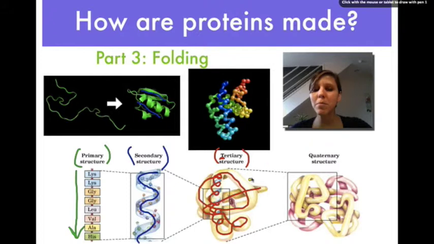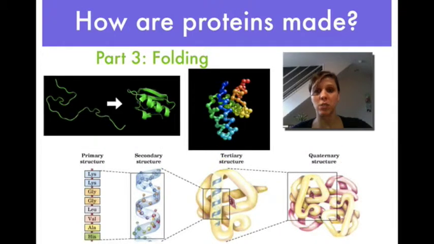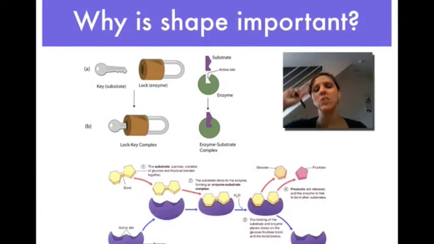However, we probably aren't done yet. Most proteins actually are several polypeptides that are together. So if we have our red polypeptide that we got here, we also have maybe a yellow one, maybe a blue one, maybe a green one, and now we get a protein that can actually do a job. And its structure and its shape is really important. So why is shape important?